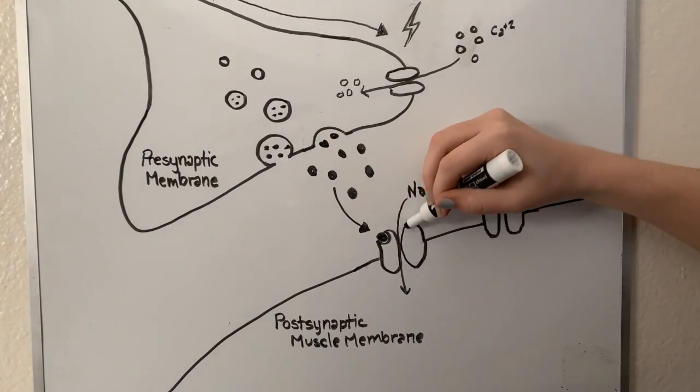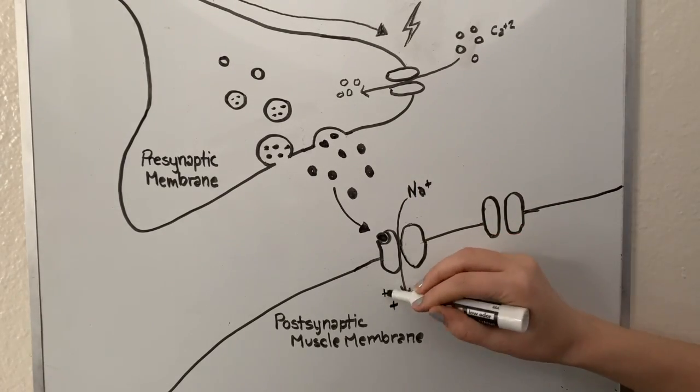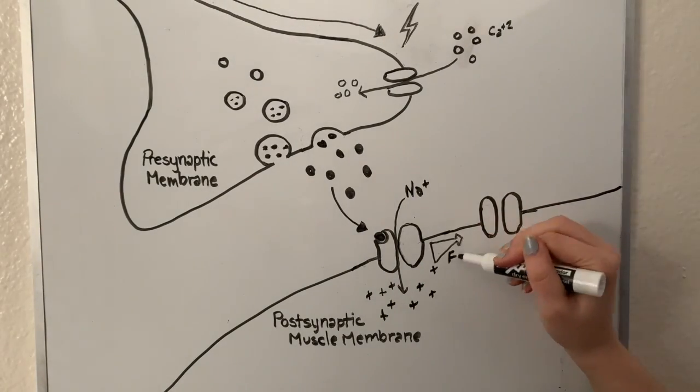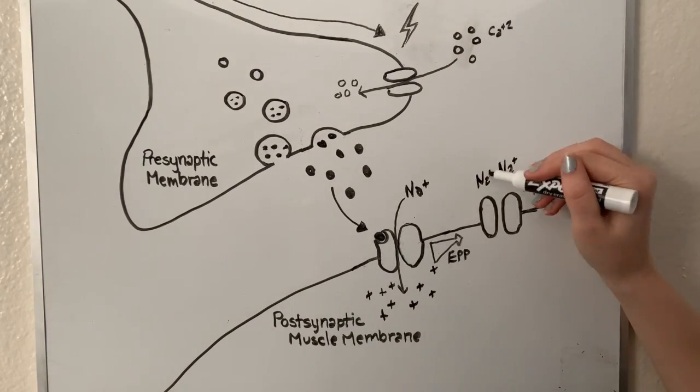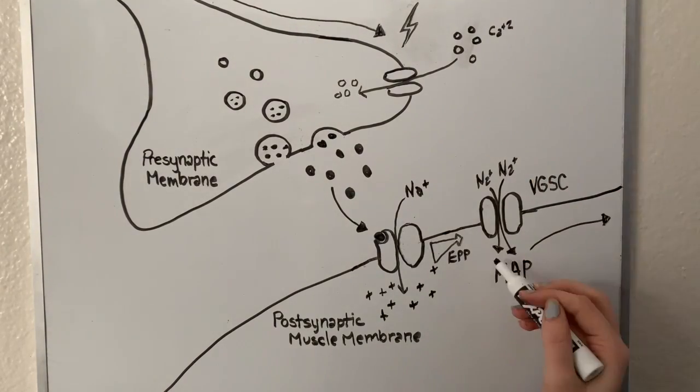If the EPP is high enough, voltage-gated sodium channels on the muscle membrane will open to allow even more sodium influx. This will trigger a muscle action potential, which can lead to a contraction.